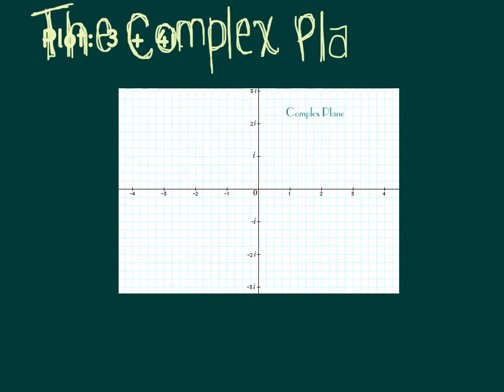Here I'm going to plot 3 plus 4i. Since 3 is my real part, I'm going to go over to 3 on my real or horizontal axis. And then since 4 is my imaginary part, I need to go up 4. Whoops, my graph isn't big enough, but I would go all the way up here to 4i. And I'd put a dot.